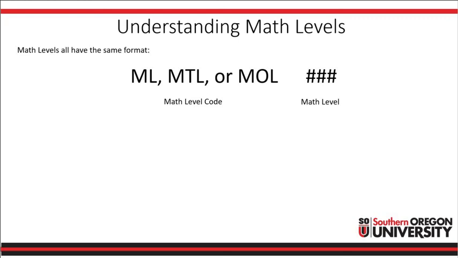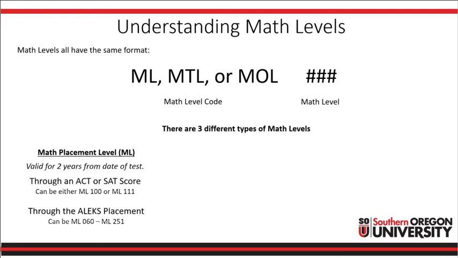The first type of math level that you'll see is commonly referred to as simply the math placement level, the most common one, which generally comes from a student's SAT or ACT scores, or through the actual ALEKS math placement system that we use here on campus. They're valid for 2 years from the date of the test.